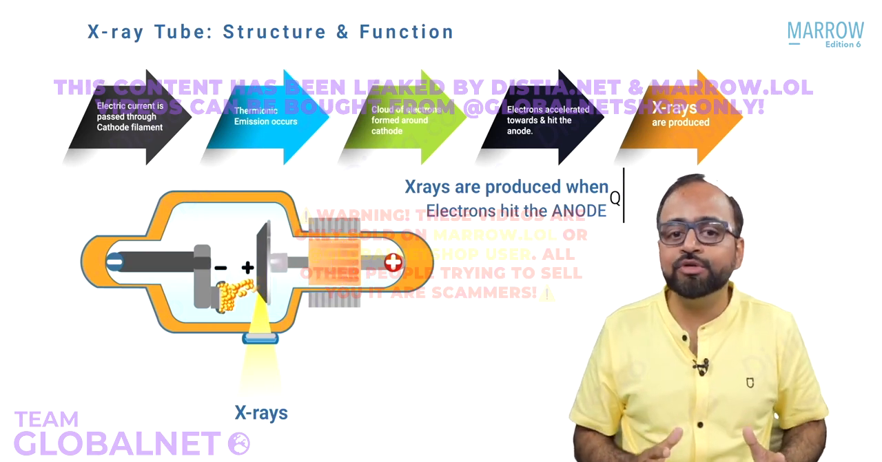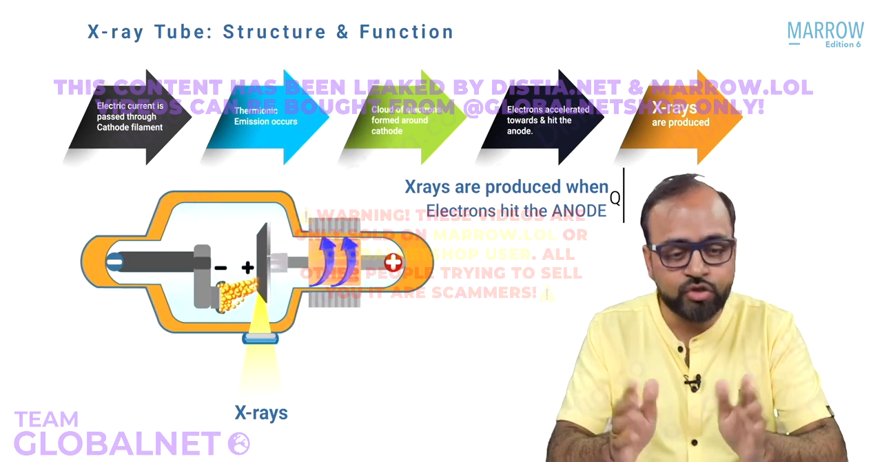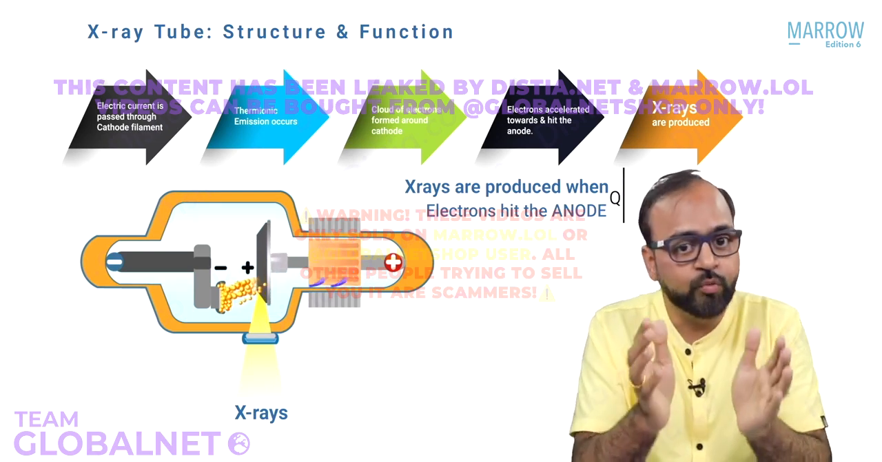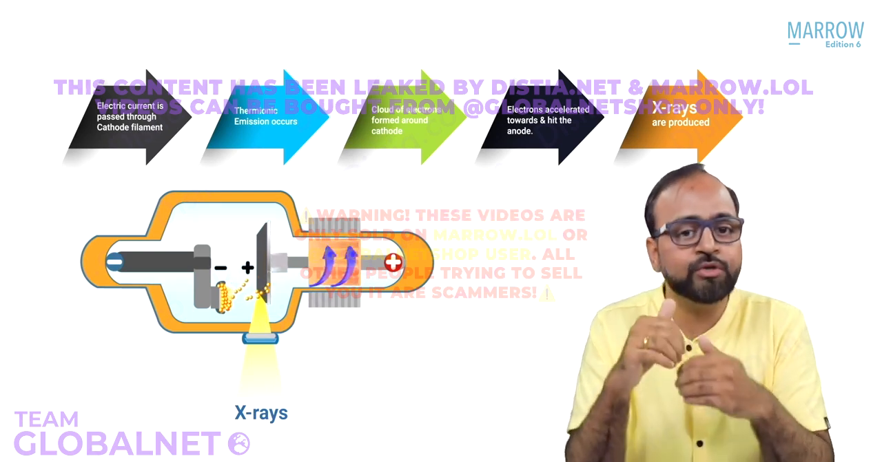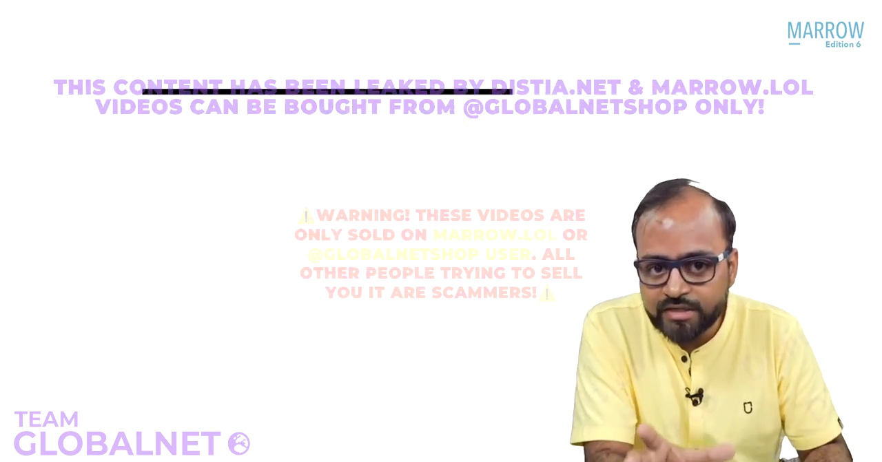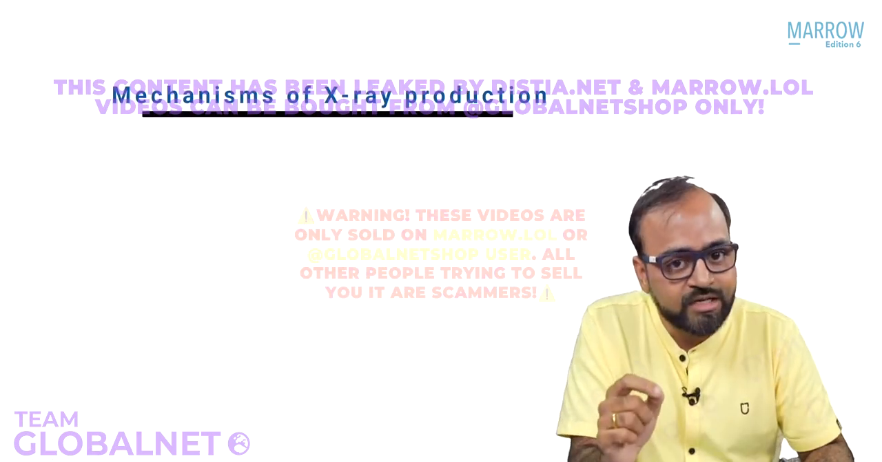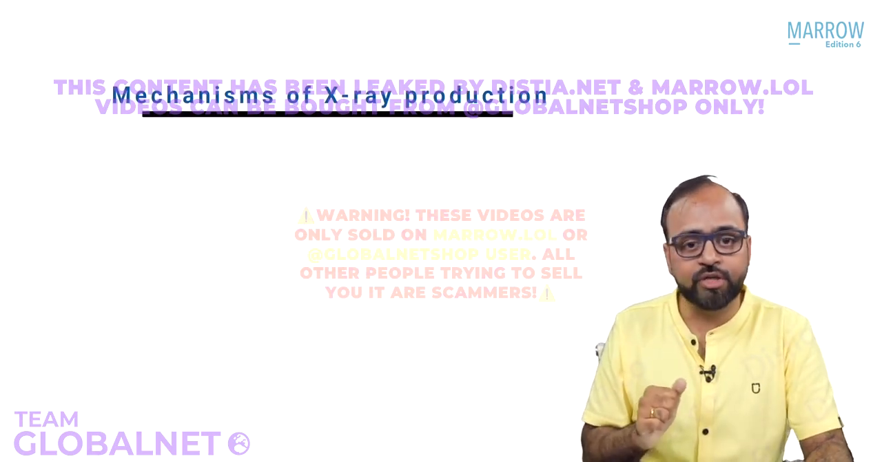That is all you need to know about the production of X-rays, the structure of the X-ray tube, and how it actually works. Now I'm going to take it one notch higher. Let us go inside this anode and see what are the actual mechanisms of production of X-rays. This has also been asked as an MCQ once. It could be a potential MCQ in the coming days.